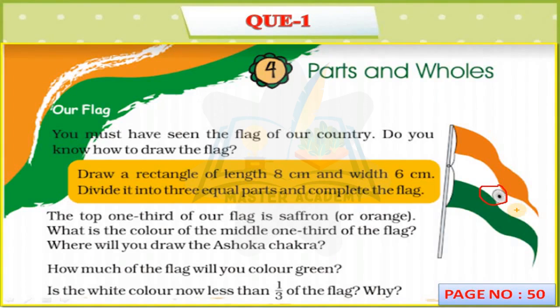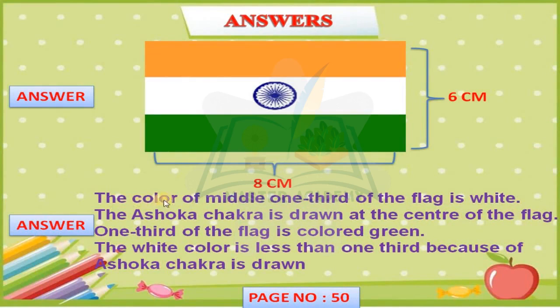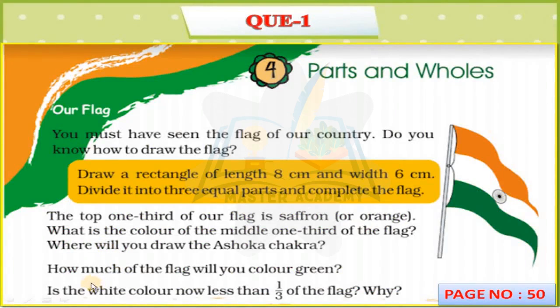Clear? So I have given the answer here in detail. The color of the middle 1/3 of the flag is white, and Ashoka Chakra is drawn at the middle as the center of the flag. And now the third one. How much of the flag will you color green? The 1/3 of the flag which I have drawn.